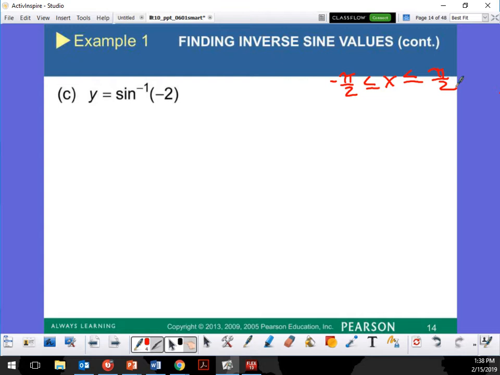So now, from the interval that I'm giving to you right now, is there anywhere on my unit circle where it's equal to negative 2? No. So we would say what? Undefined, or does not exist. Okay?